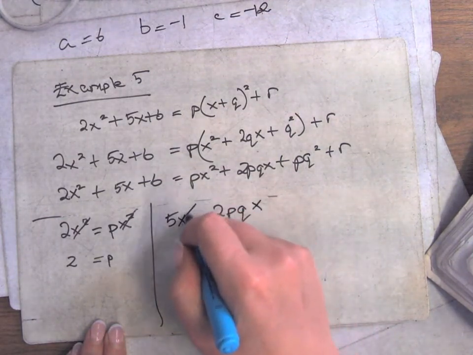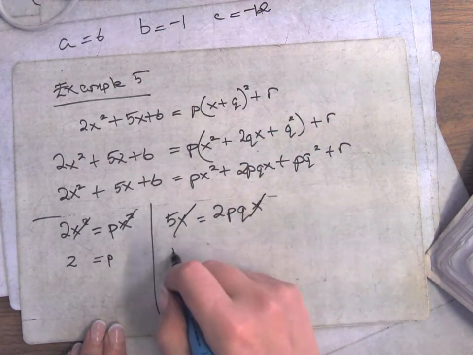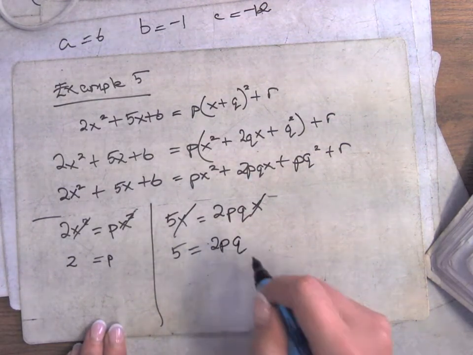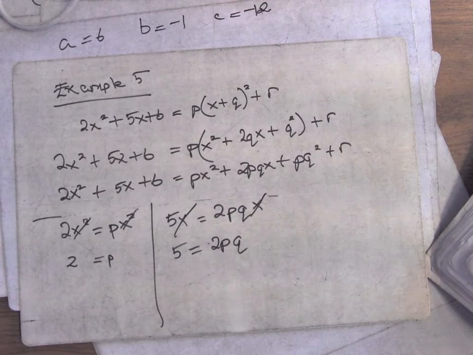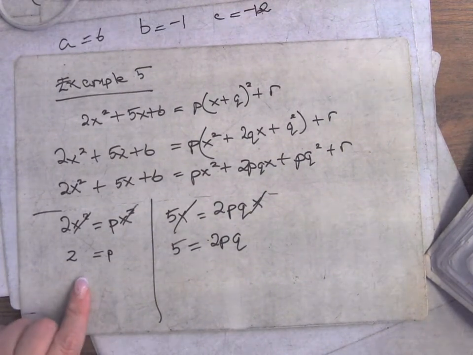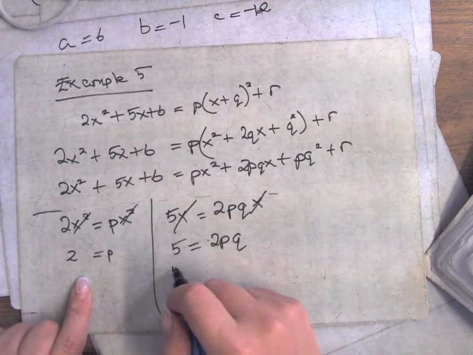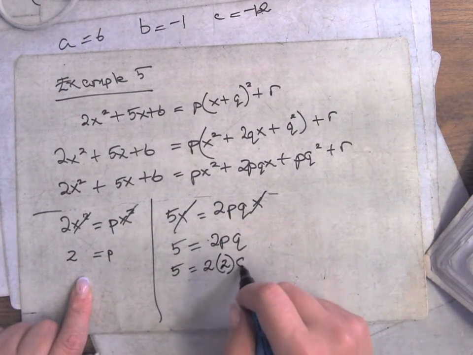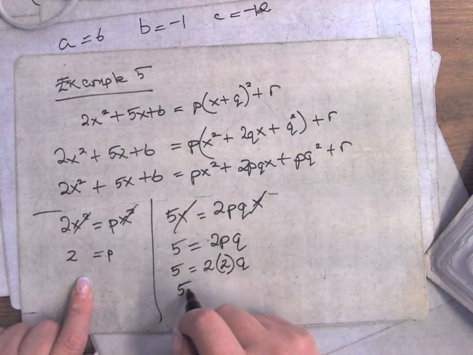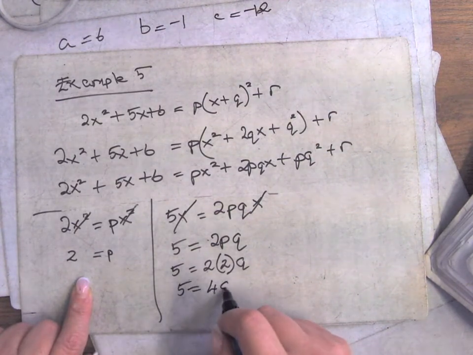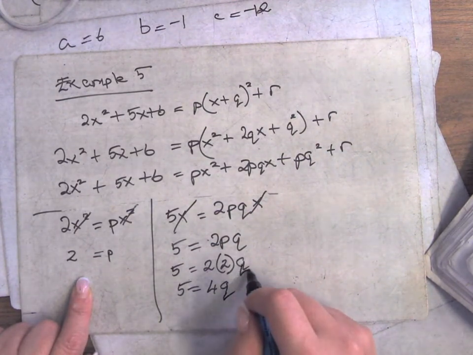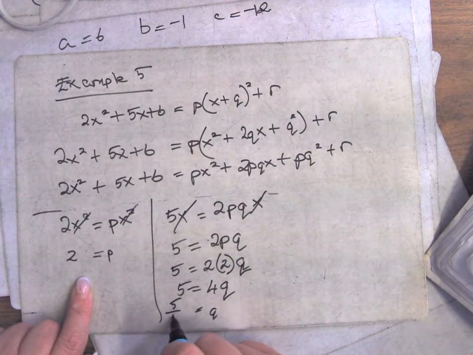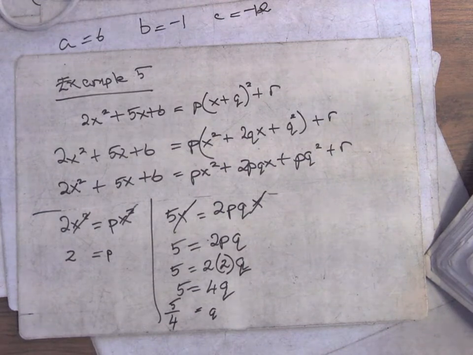So I can divide across by x. So I get 5 is equal to 2 times p times q. But I already know p is 2, don't I? So I can replace that with a 2, so that's 2 times 2 times q, isn't it? So that means 5 is equal to 4q, so that means q is equal to 5 over 4. Are we all okay?